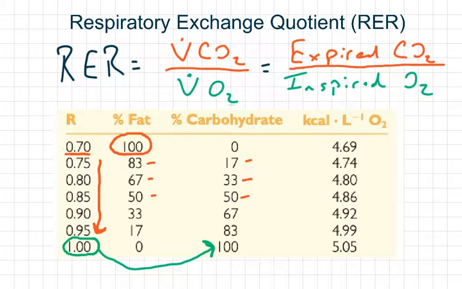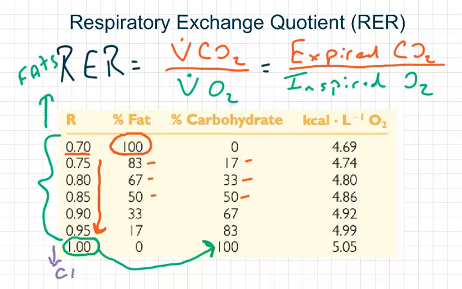And so what we say is the range for measuring fats versus carbohydrates as the fuel source ranges from 0.70 to 1.0. And anything lower than 0.70 is all fats, and everything above 1.0 is going to be carbohydrates.